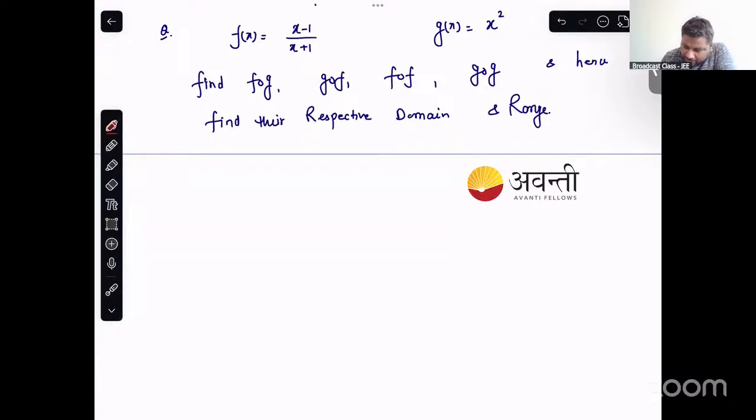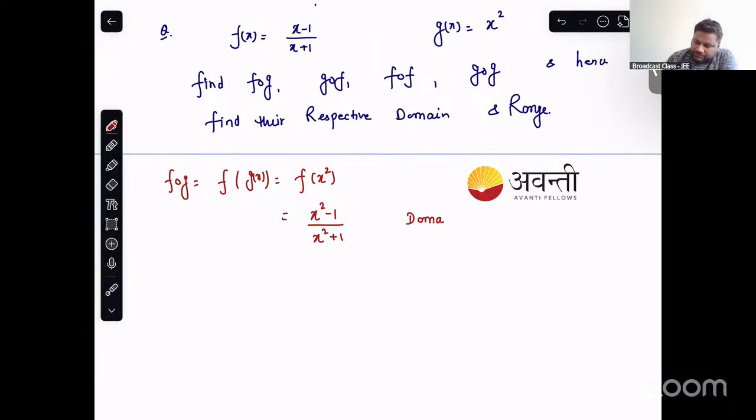If I talk about FOG, FOG will be f of g of x. g of x is x square, so it is f of x square. So it will be x square minus 1 upon x square plus 1. Understood? Now domain will be what? x belongs to R.